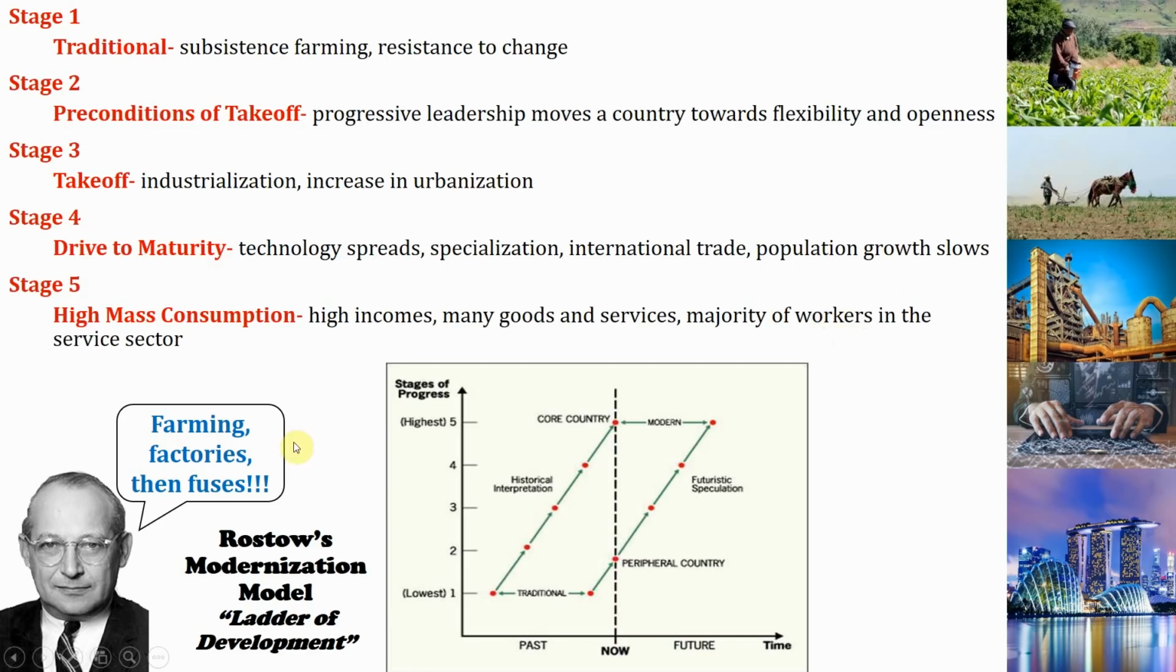So this would be high mass consumption. So people are working in the tech. Most people are in tertiary jobs, high goods, high incomes. And so you have your core countries in high mass consumption. Your semi-periphery would be in stage 3. They're taking off, they're industrializing. And then your stage 2 countries would be somewhere in between traditional and preconditions to take off.